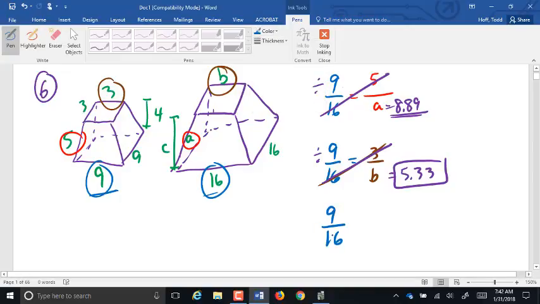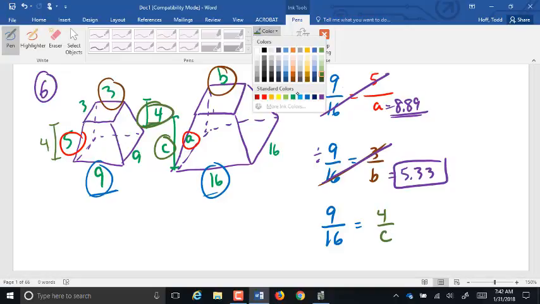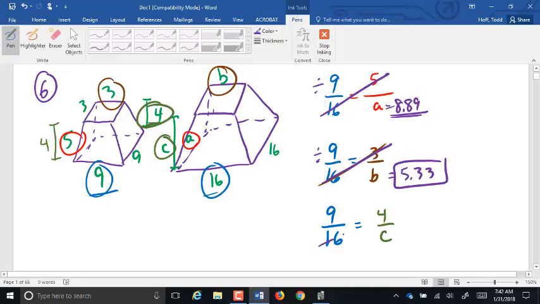Still with the 9 to 16 ratio. C corresponds with the 4. If I put this over here, 4 would be that height. It's just drawn in the back section there. So 4 goes to C. 4 times 16 is 64. Divided by 9 is 7.11.